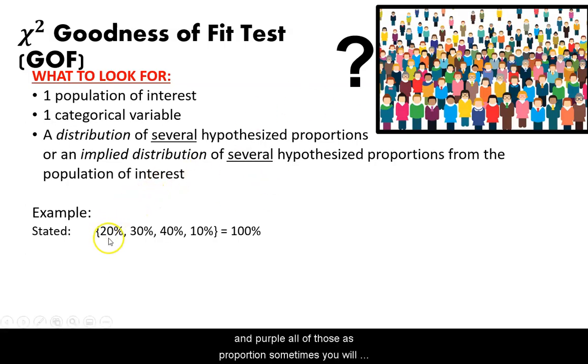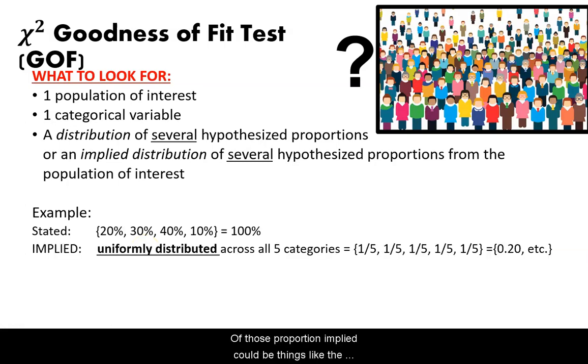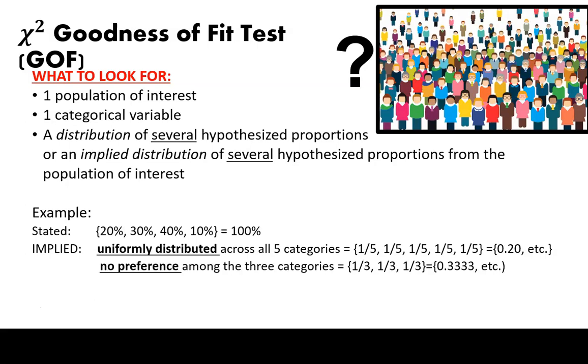Sometimes you will have a stated set of proportions that add up to 100%, like 20%, 30%, 40%, 10%, or sometimes you may have an implied distribution of those proportions. Implied could be things like the problem says uniformly distributed across all 5 categories, which means that each category would represent 1/5 or 20% of your total. You might see something like, the people had no preference among the 3 categories. No preference would mean that it would be equal percentages of each category, which would be 1/3, 1/3, and 1/3.